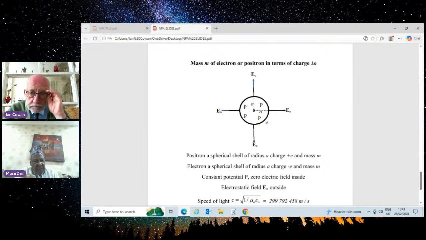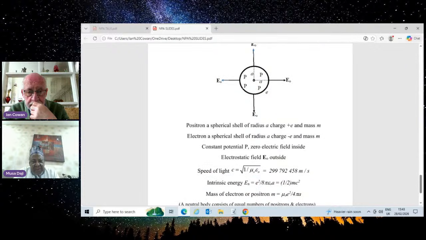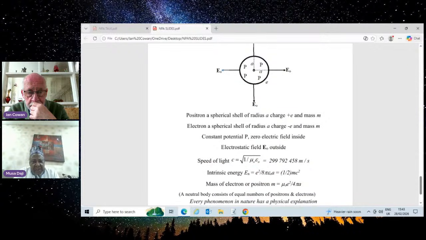So if you look at the figure here, we have the speed of light as given by Maxwell. Can you move down? Yes, yes, yes.